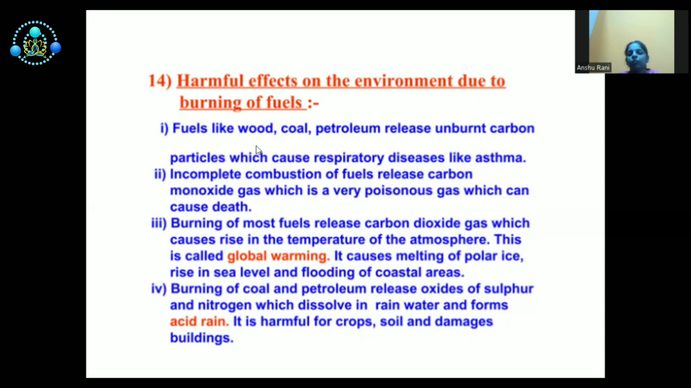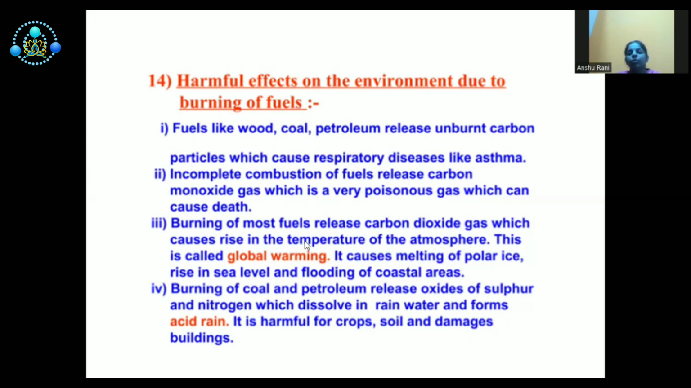First, fuels like wood, coal, petroleum on burning give unburnt carbon particles, which are harmful for the respiratory system. They can cause asthma. Incomplete combustion of fuel releases carbon monoxide gas, which is a very poisonous gas, and it can cause death. So it is always advised that we should not keep a burning angithi or coal in a room because it can produce carbon monoxide. Carbon monoxide, when it combines with blood hemoglobin, forms carboxyhemoglobin, which is a silent killer.